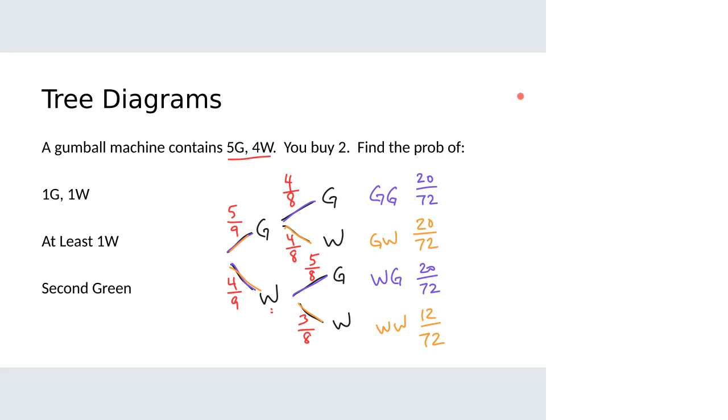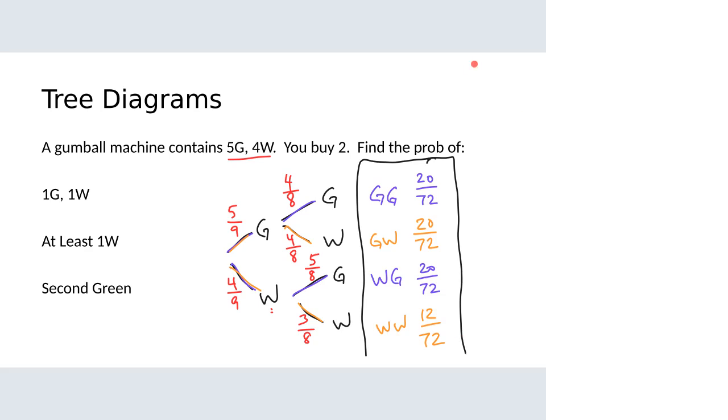Now we've created our sample space. We've used the tree diagram to get this sample space here. We're done multiplying. There's no more multiplying to do. If there's more than one way to have a success, we might have to add some fractions, but we're done multiplying.